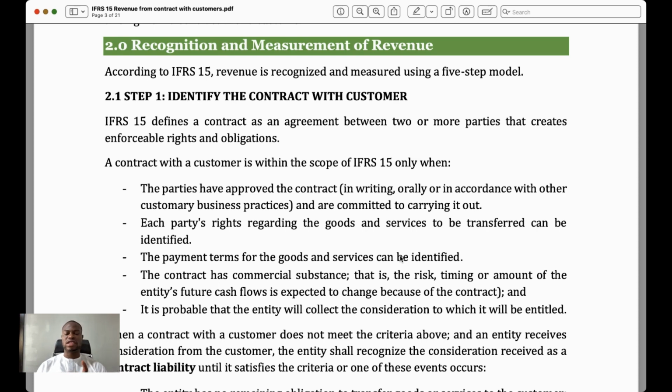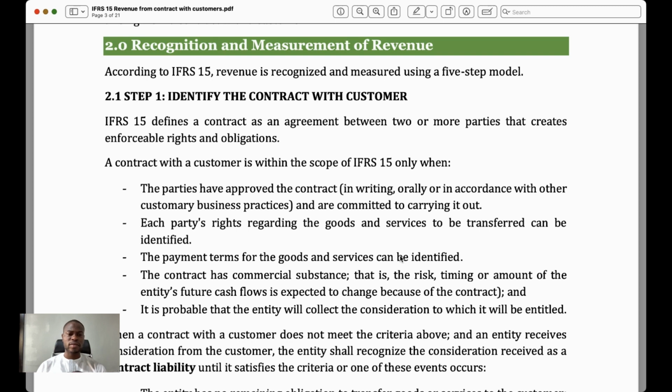What you can recognize is a contract liability until you have performed the obligation, or if the money you have received is non-refundable, then you would have to still recognize it as revenue even if it does not meet these five criteria.